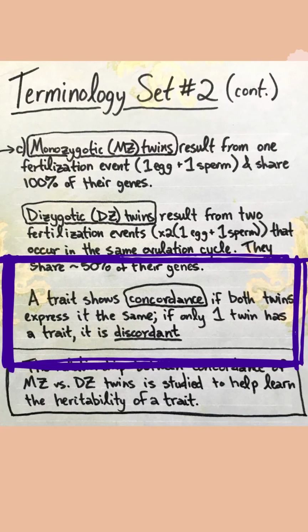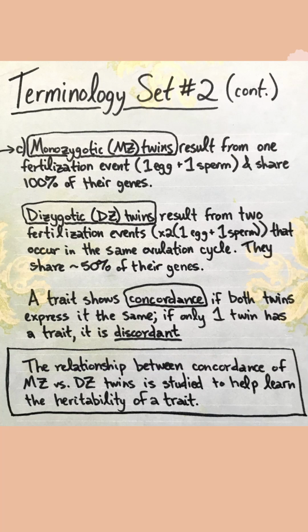Regardless of whether we're talking about monozygotic or dizygotic twins, if both twins show a trait, that trait is considered to be concordant. If only one twin has a trait, it is considered a discordant trait. The relationship between the concordance of monozygotic and dizygotic twins is studied so that we can try to determine what the heritability of a trait is, whether that trait is more heavily influenced by genetic variants or environmental variants.